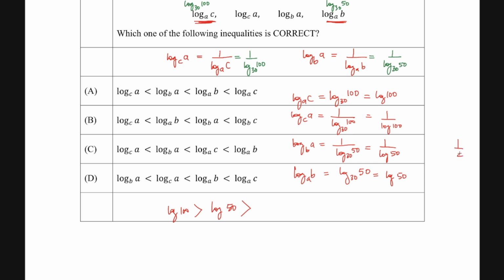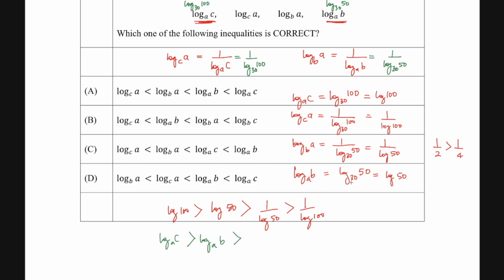You know that 1 upon 4 is smaller than 1 upon 2, right? It is 0.5, it is 0.25. In the denominator, if the number is bigger, its value is going to become smaller. So that's why 1 upon log 50 and then comes 1 upon log 100. Now if I write down their values, this log 100 came from log base AC, and log 50 came from log base AB.